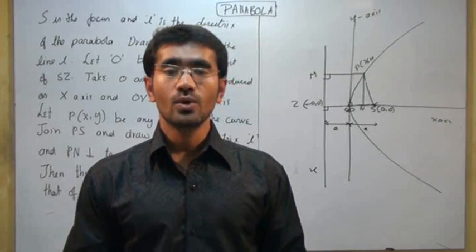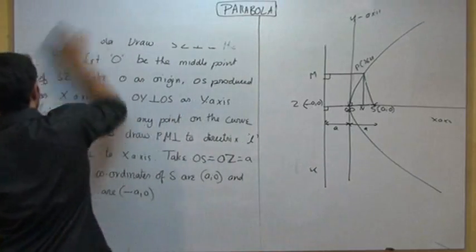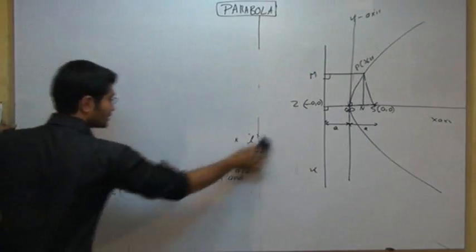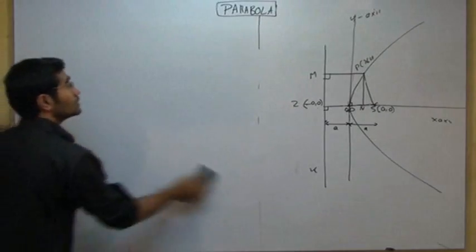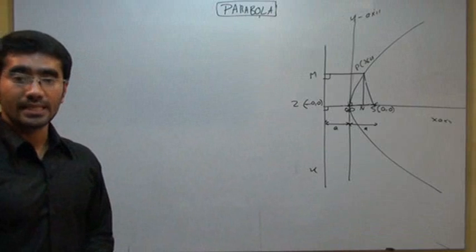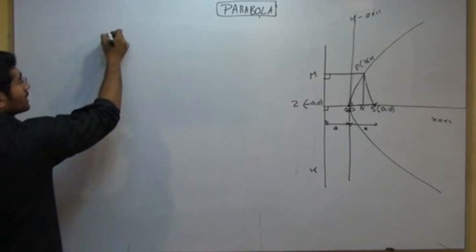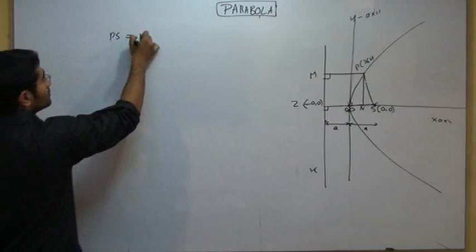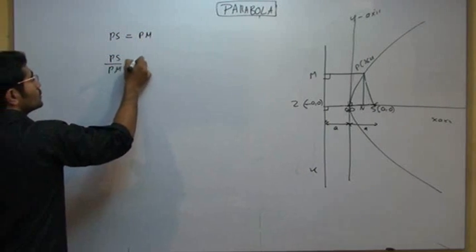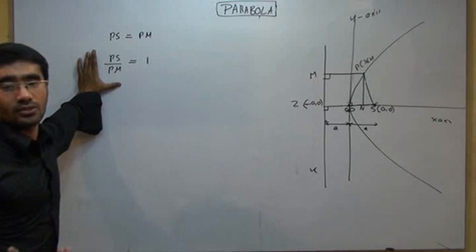Now let me go ahead with the derivation part of this. I hope you understand this. It is very important. Unless you write the theory, they will not give you full marks. So please write the theory also. Now what does the parabola say? According to the definition, it's a conic section where PS will always be equal to PM, or PS by PM is equal to 1. So this is the whole idea of a parabola, right?